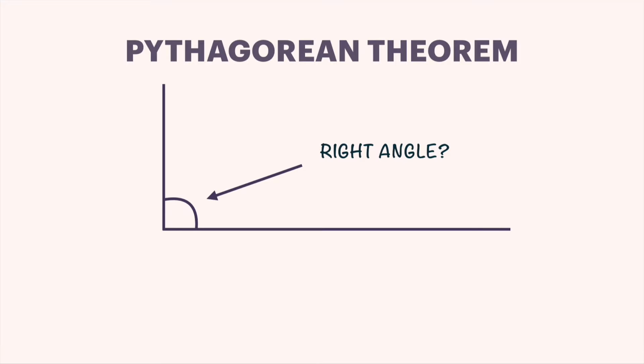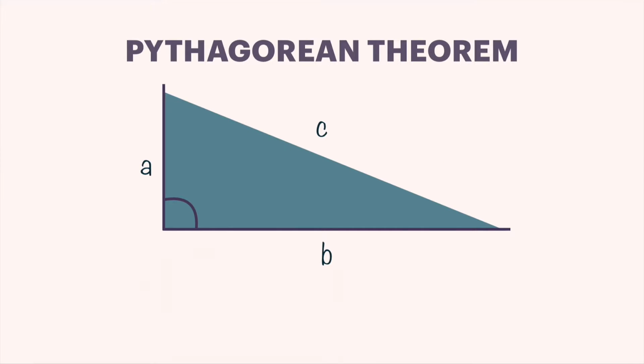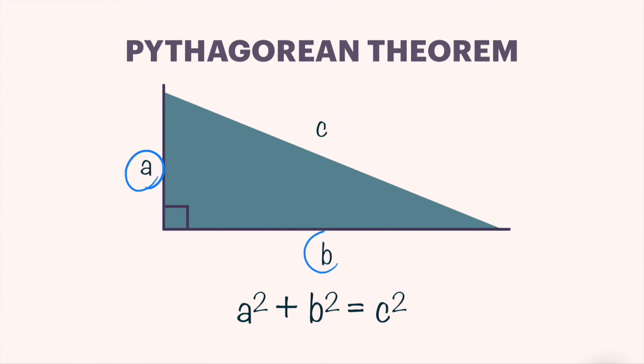To check if an angle is a right angle, we're going to draw a triangle including the angle and see if the Pythagorean theorem holds true. If the length A squared plus the length B squared is equal to the length C squared, then our triangle is a right triangle, meaning that the angle over here is 90 degrees.